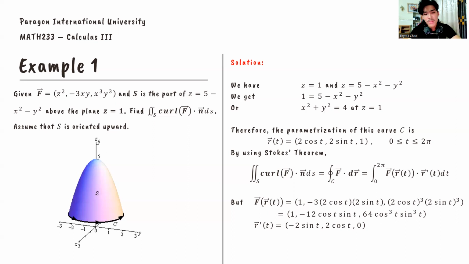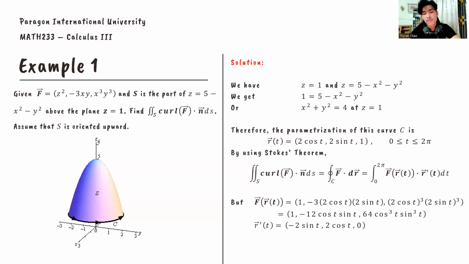By using Stokes' theorem, we know the double integral of the curl of F dot n over surface S is just the line integral of F dot dr over curve C, which is equal to the integral from 0 to 2 pi of the vector F of r of t dot r prime of t dt.